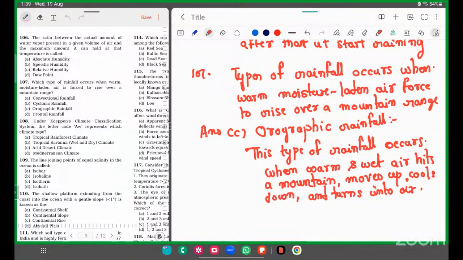Coming to the next question. Under Köppen's climate classification system, the letter code AW represents which climate type? So the answer of this will be tropical savanna, wet and dry climate. So under the Köppen climate classification system, AW means a type of tropical climate which is wet and dry.